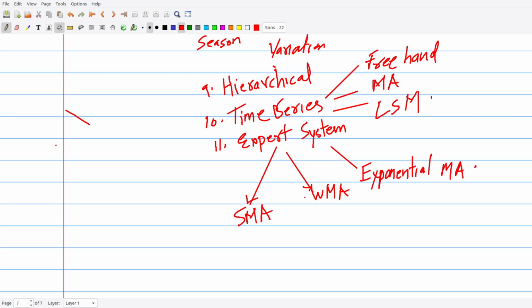Now I will stop here, and I will provide you with some notes on time series and expert system. You can read them. It's all the mathematical part, and no numericals are asked on this yet. You only have to write short notes if asked in the exam.